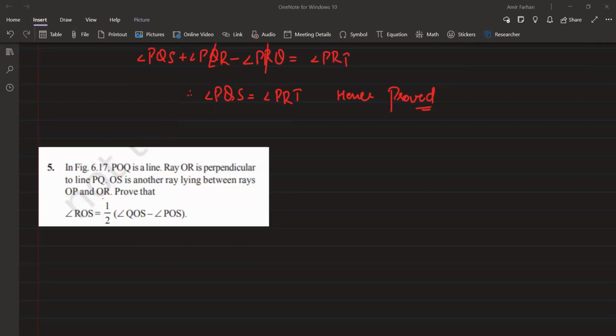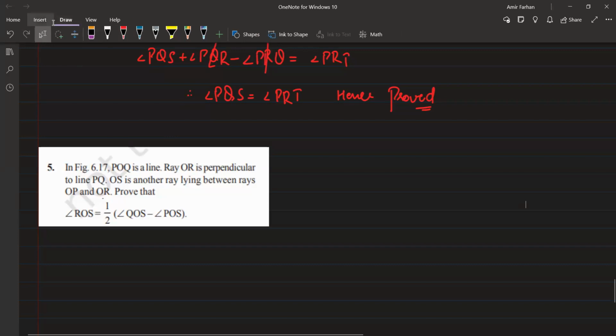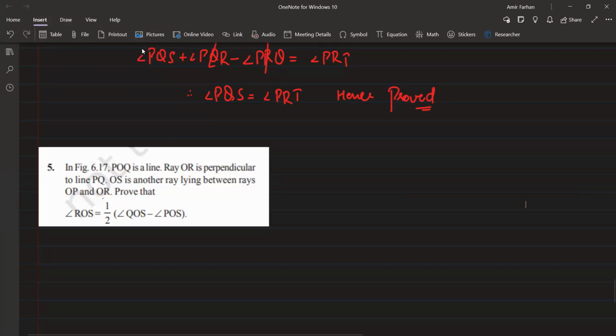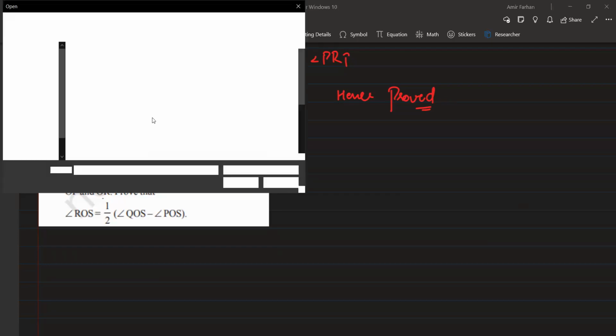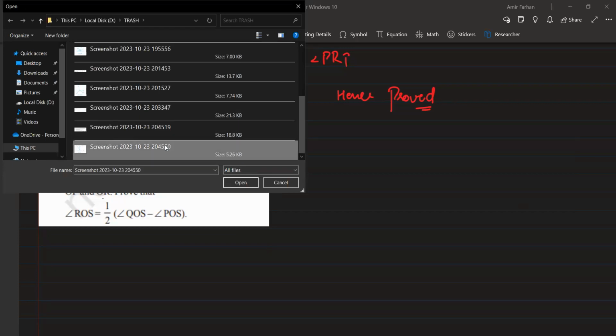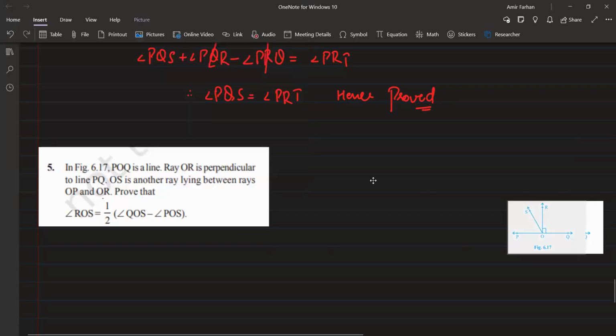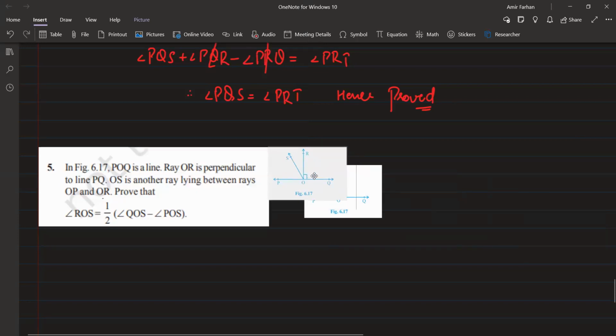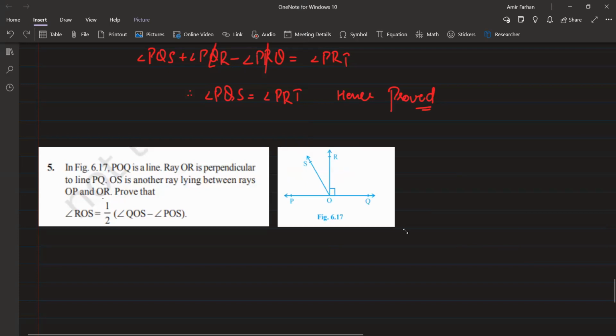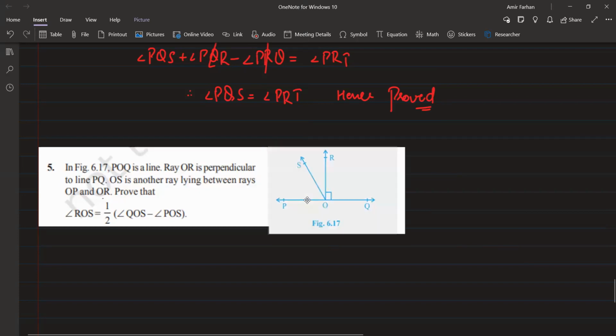In the next class, we will be doing the parallel lines concept. That will be the last topic of the chapter, and then we will be done with this chapter. Sir, after this, which chapter will we do? We'll be doing triangles. Don't worry, Abdul. I will try to make up your syllabus once we are done with this chapter.